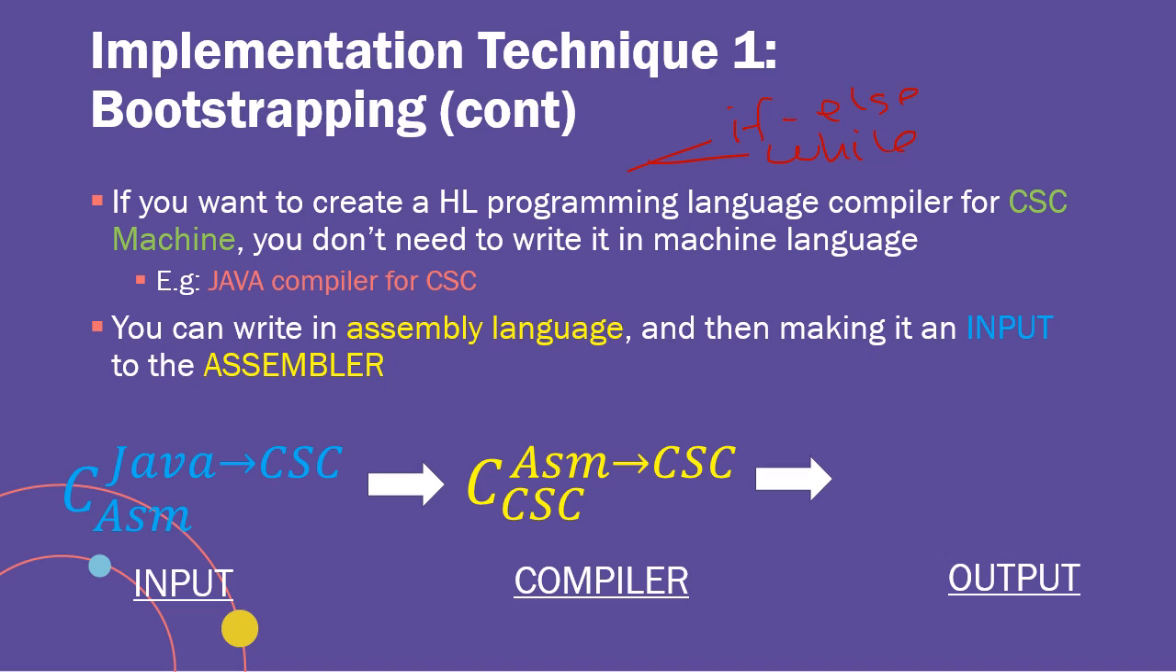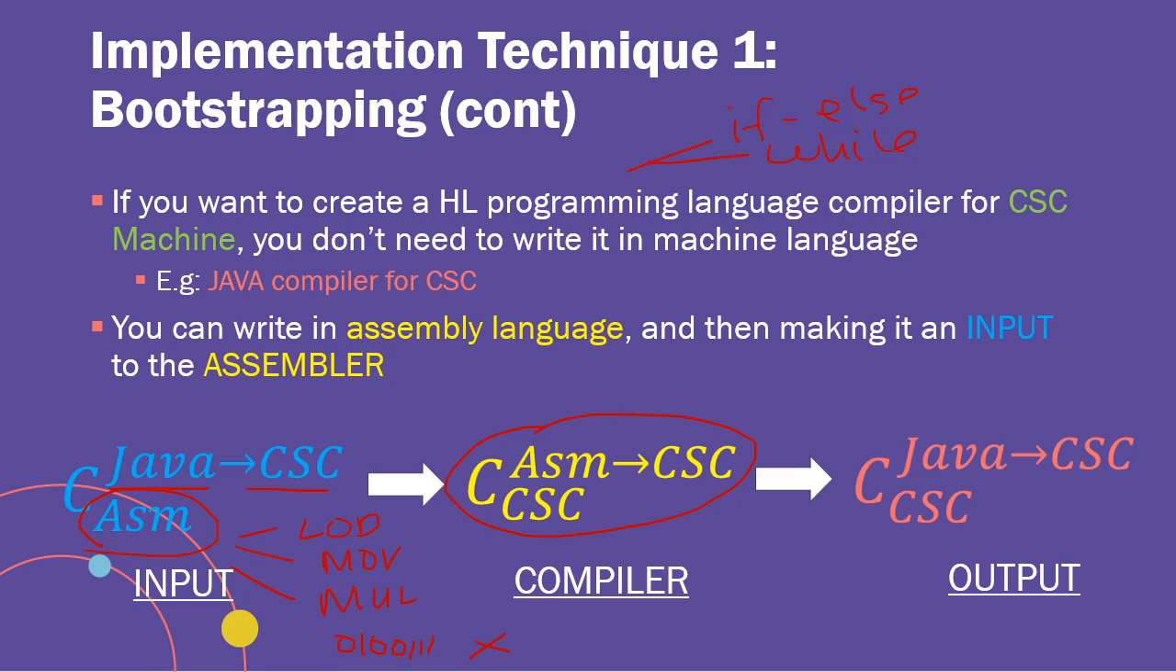We are writing a program that can translate Java instructions to CSC machine language, and we write it using assembly language. So we use the 3-letter codes such as LOD, MOV, MUL, so we do not write it in binaries. Now we use our assembler program to translate the input compiler for us. So this is our assembler program, and as a result, we get a Java compiler for CSC machine.